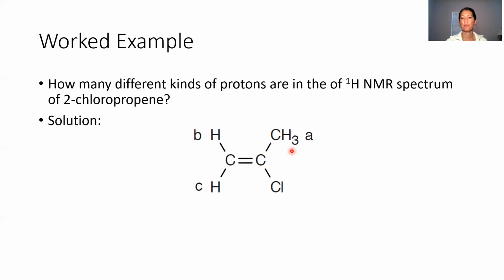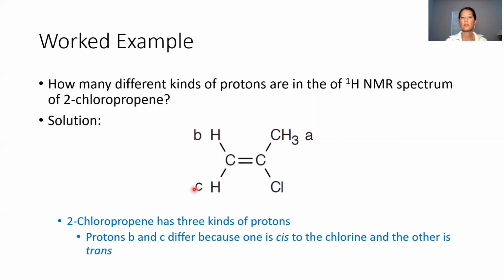Okay, so here's our solution. There are 3 different types of protons. Some of you may have thought that these were identical, but be very careful, because this H C is cis to this chlorine, but this H B is trans. You know that those are different environments because there's different proximity to that chlorine. So the H's on this methyl, those are identical, that's one type, and then each of these vinylic guys. So a total of 3. So we would expect to see 3 different peaks in the proton NMR.